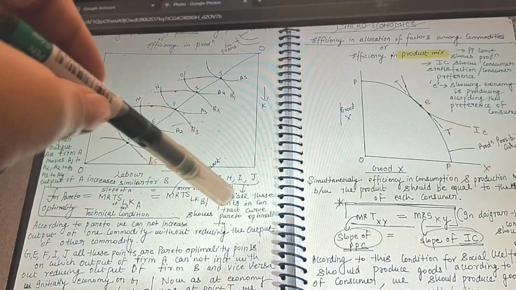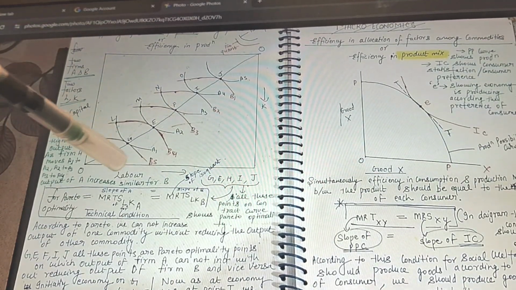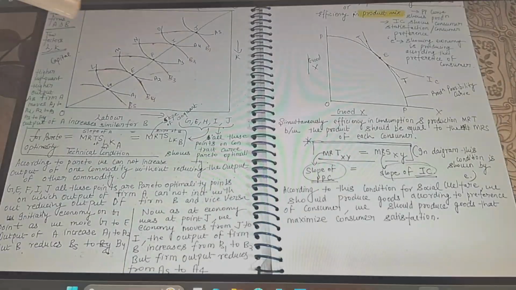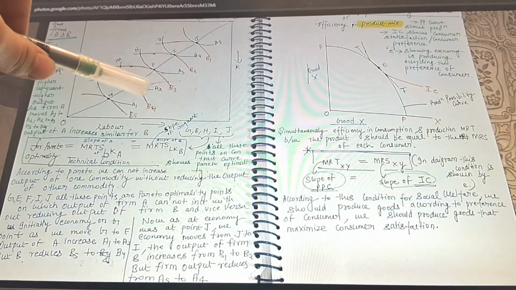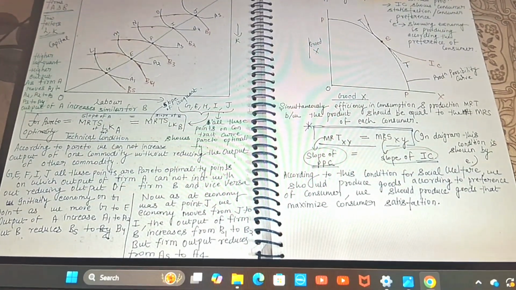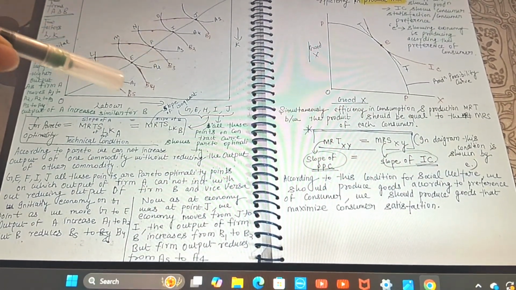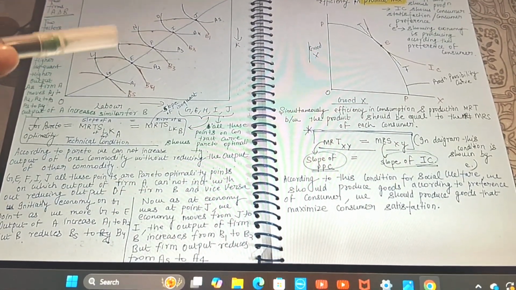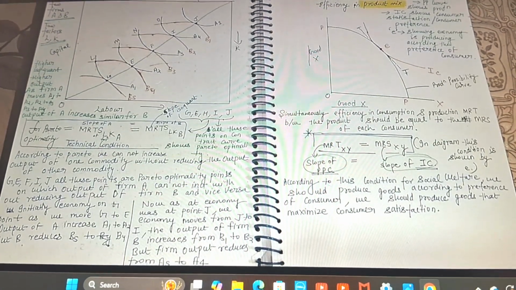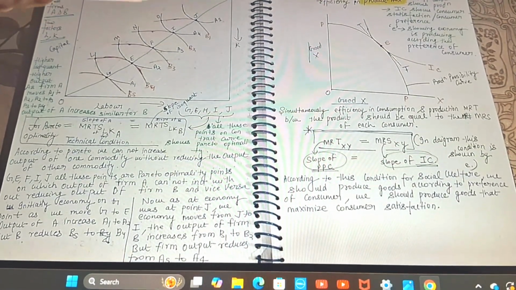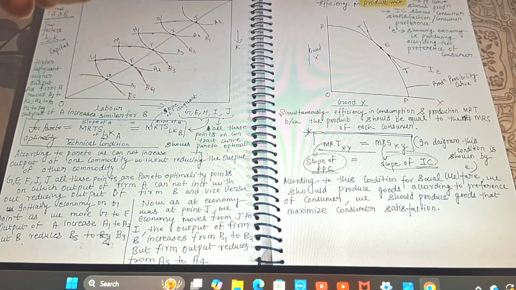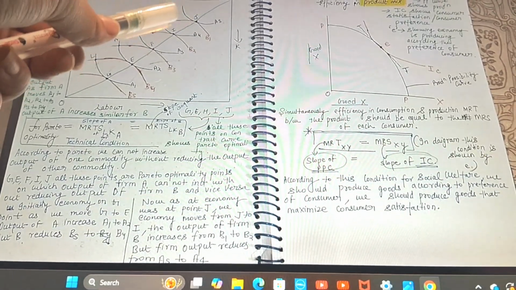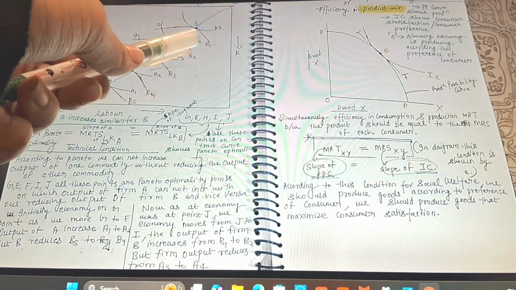And all these points G, E, H, I, J that you can see over here are showing this condition only. So as we move from A1 to A2, you can see the isoquant of firm B moving from B4 to B5. So as we increase the production of firm A, firm B's production gets reduced. As we increase firm B's production from B1 to B2, as we move forward, you can see A's production is reducing, as A5 moves towards A4.